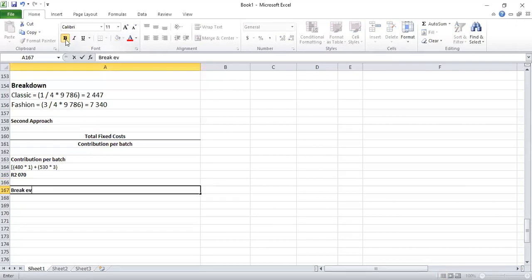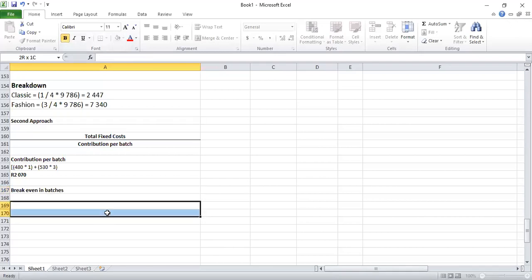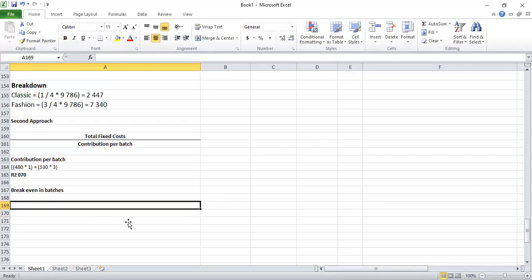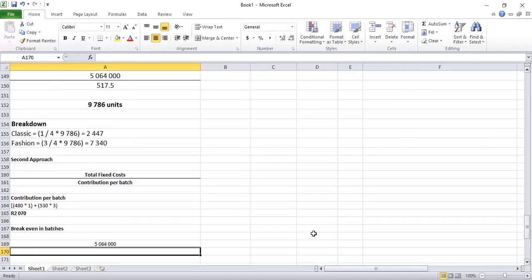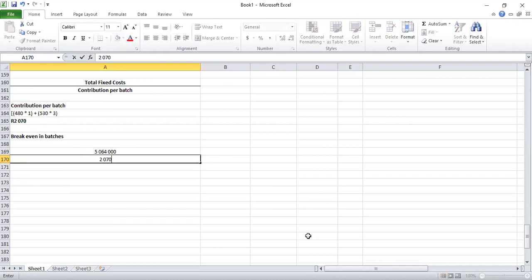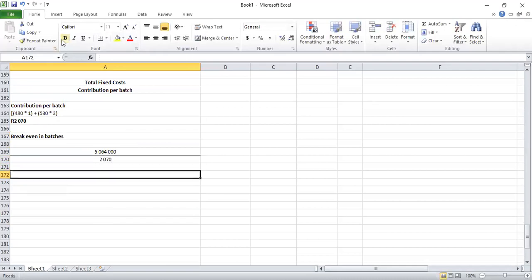in batches, this one will not be in units, would be our total fixed cost divided by our contribution per batch. Our total fixed costs, remember, is 5064. Then our contribution per batch is 2070. What do we get? 2447 batches, you can round off.